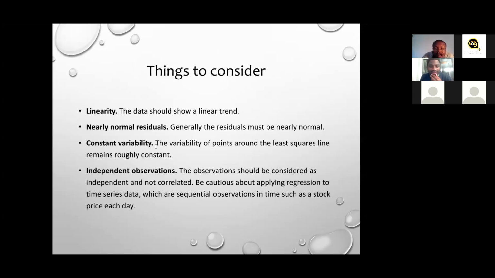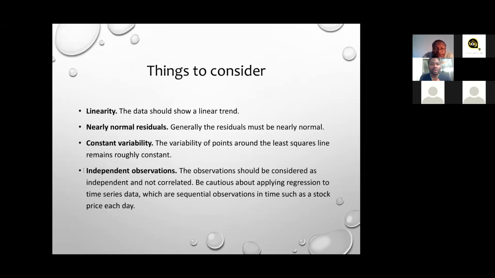And I hope I answered your question. I wish we could write more details and explain exactly what the math is behind it. And the constant variability: the variability of points around the least squares line remains roughly constant. And I will show all that in the graphs.